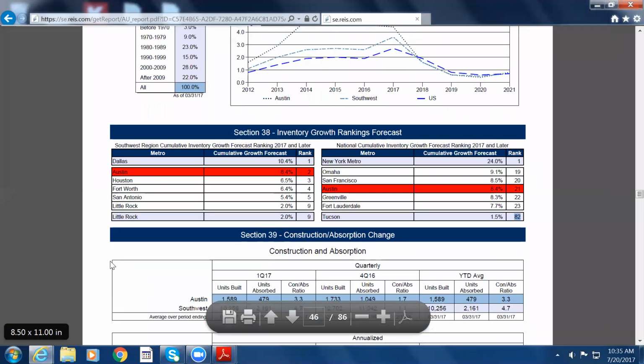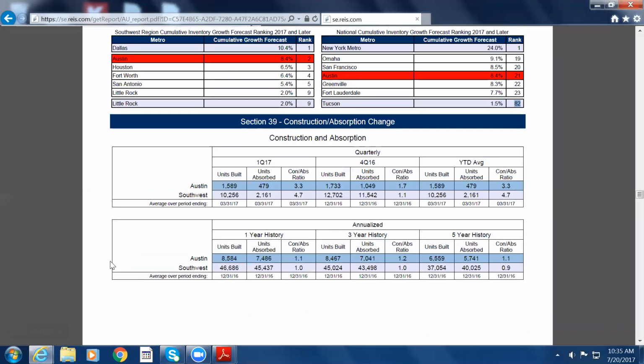Now this chart should look familiar. This is our construction and absorption. Again, we're just simply pulling that from the metro, but just to kind of keep everything in the same place from the new construction side. Same thing here. How many units were built and absorbed and what that ratio looks like.